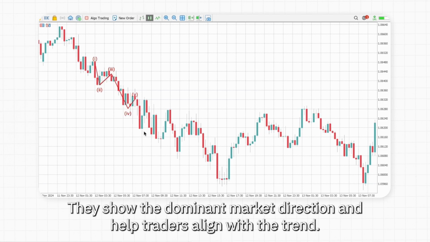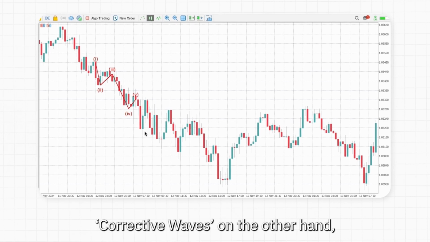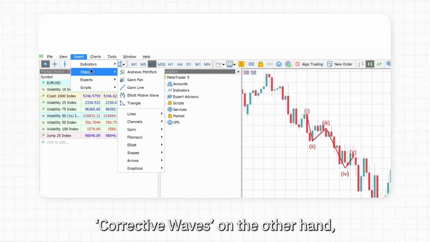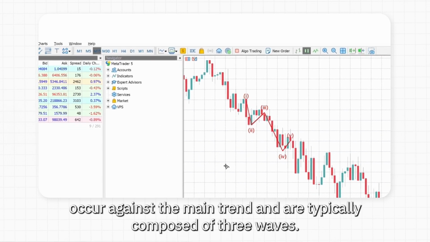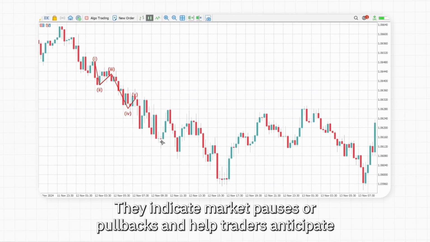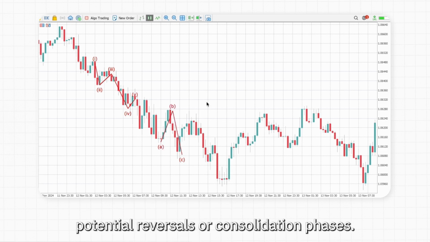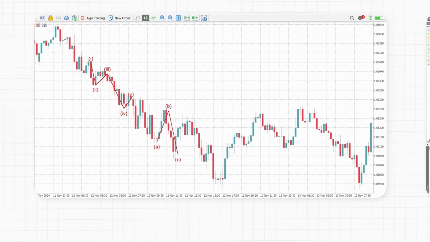They show the dominant market direction and help traders align with the trend. Corrective waves, on the other hand, occur against the main trend and are typically composed of 3 waves. They indicate market pauses or pullbacks and help traders anticipate potential reversals or consolidation phases.